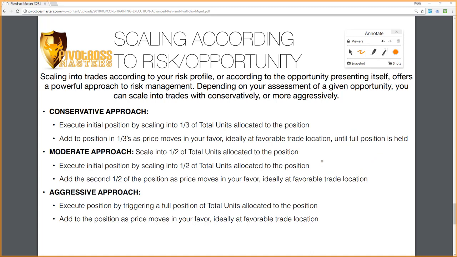Now you can scale once you've added. So say you have a third, or maybe you have a half, and then you add. Now you have 2/3, or now you have a full unit. Then you can start scaling as well. But again, usually if I'm not at a full position, I won't be scaling out just yet. I'm trying to get that full position. So, we'll talk about some examples right now. And again, practice with understanding when to apply what is very important.